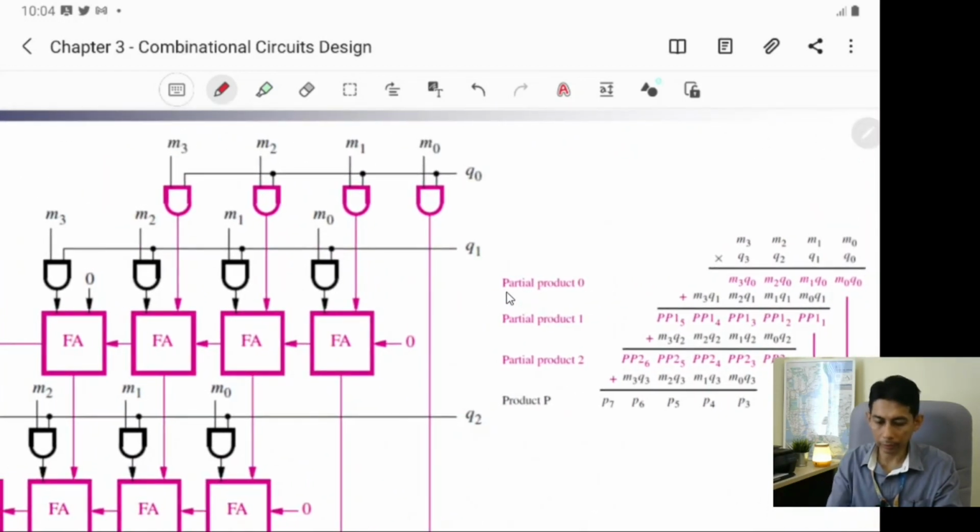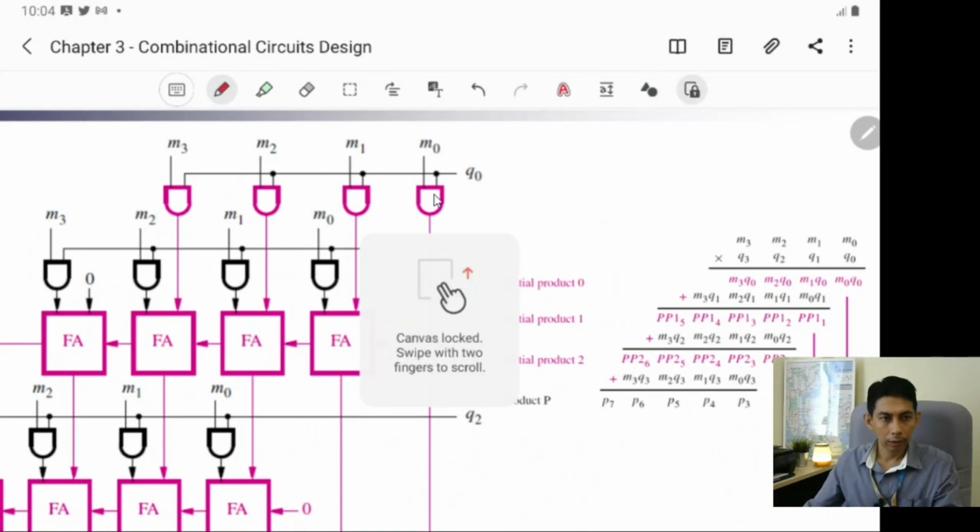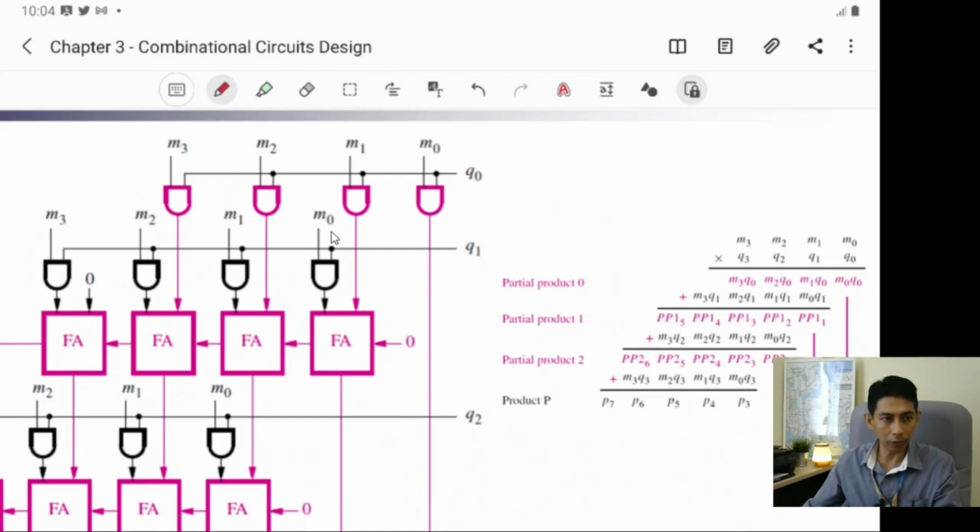Now, let's look at this. How to do M0 Q0? M0 AND with Q0. So this is how you use an AND gate. M0 AND with Q0, yes, you have P0. All right, very easy. M1 Q0, you have this. M2 Q0, you have this. M3 Q0, you have this. And you want to add with what? You want to add with M0 Q1. So this is M0 Q1.